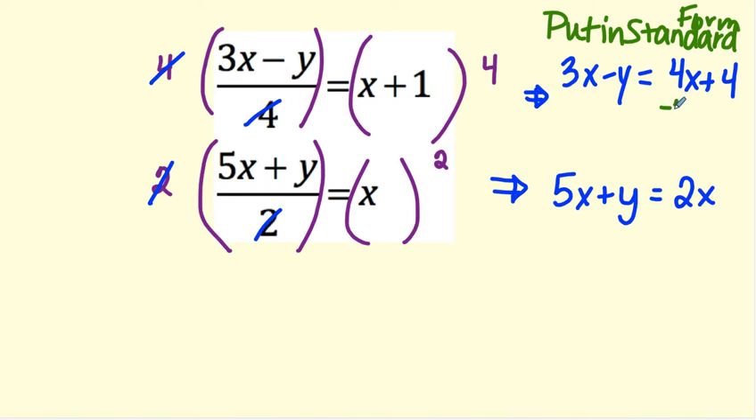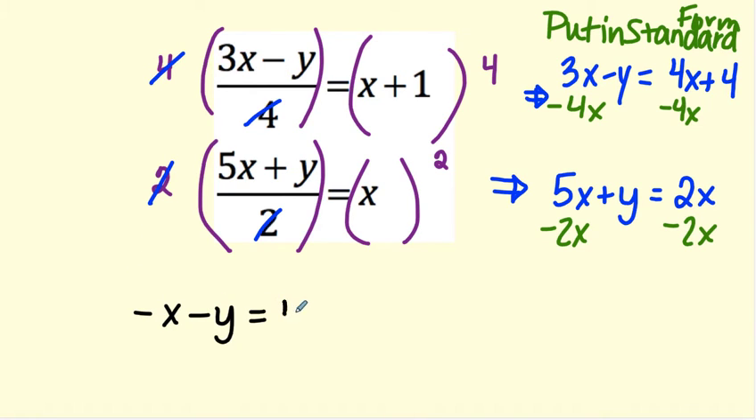Well, I'm going to probably bring this 4 over by subtracting it. And I'm going to bring this 2x over by subtracting it. And I'm going to rewrite my equations again and see what I get. So I get a negative x minus y equals 4, equation number 1. And then on this equation right here, I'm going to get 3x plus y equals 0. Yes, an equation can equal 0.